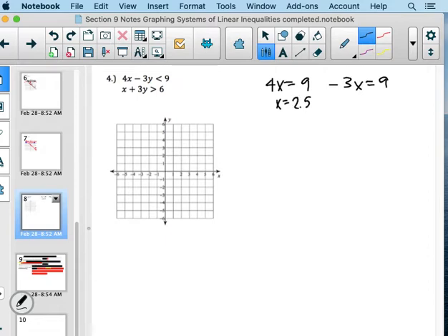That's fine. And then my x-intercept, or excuse me, that should say y. My y-intercept would be negative 3. 9 divided by negative 3 is negative 3. So on the x-axis here, I would be starting at 2.5. The y-axis, I would be down at negative 3. And we would want a dashed line.